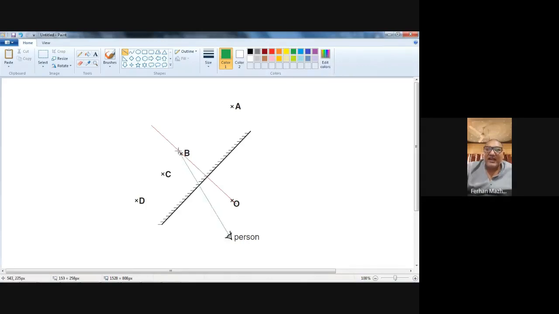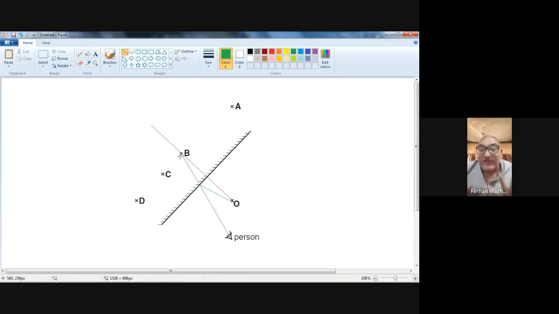Then I will take a ray. I will start from the eye and I will join it with this point. Then the point from where it cuts the mirror, you see, this will be your angle of incidence. This will be the incident ray. This will be the reflected ray. And where they intersect, this red and green line, where they intersected is point B.